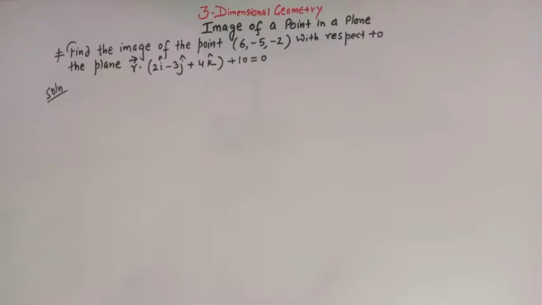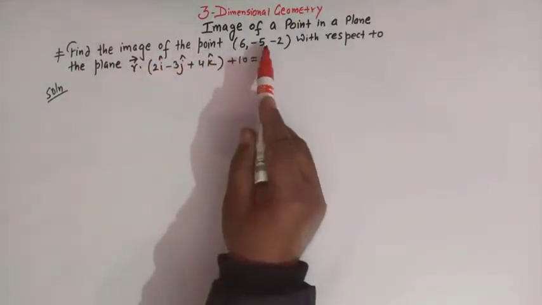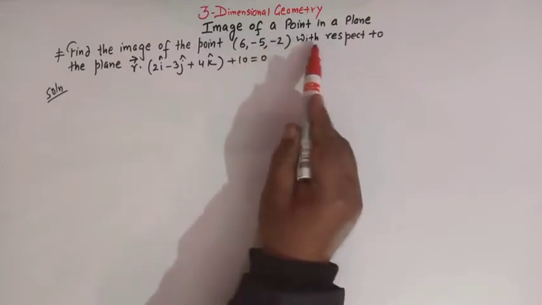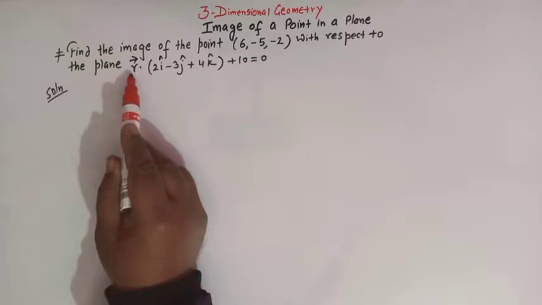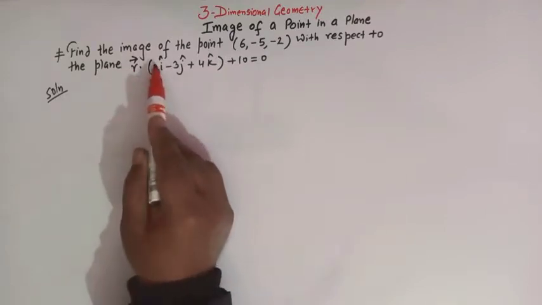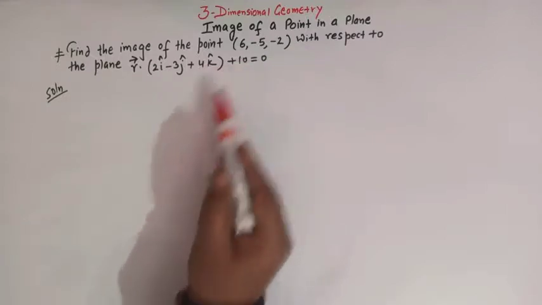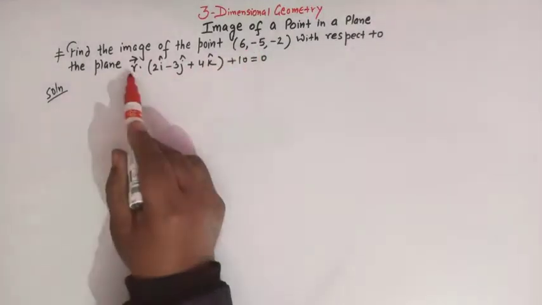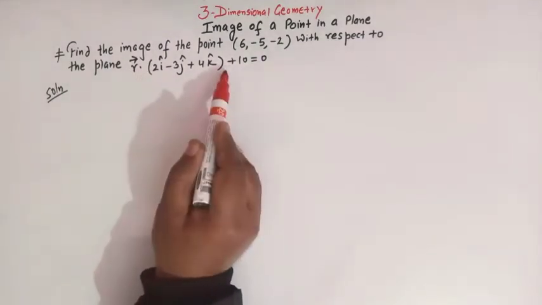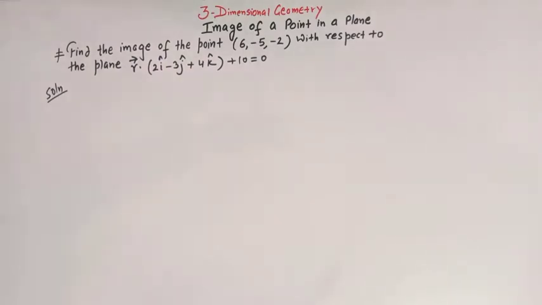So let us start. Here we have the problem: find the image of the point (6, -5, -2) with respect to the plane whose equation is given by vector r dot (2i cap minus 3j cap plus 4k cap) plus 10 is equal to 0. So here we are given a point and the vector equation of the plane is also given.